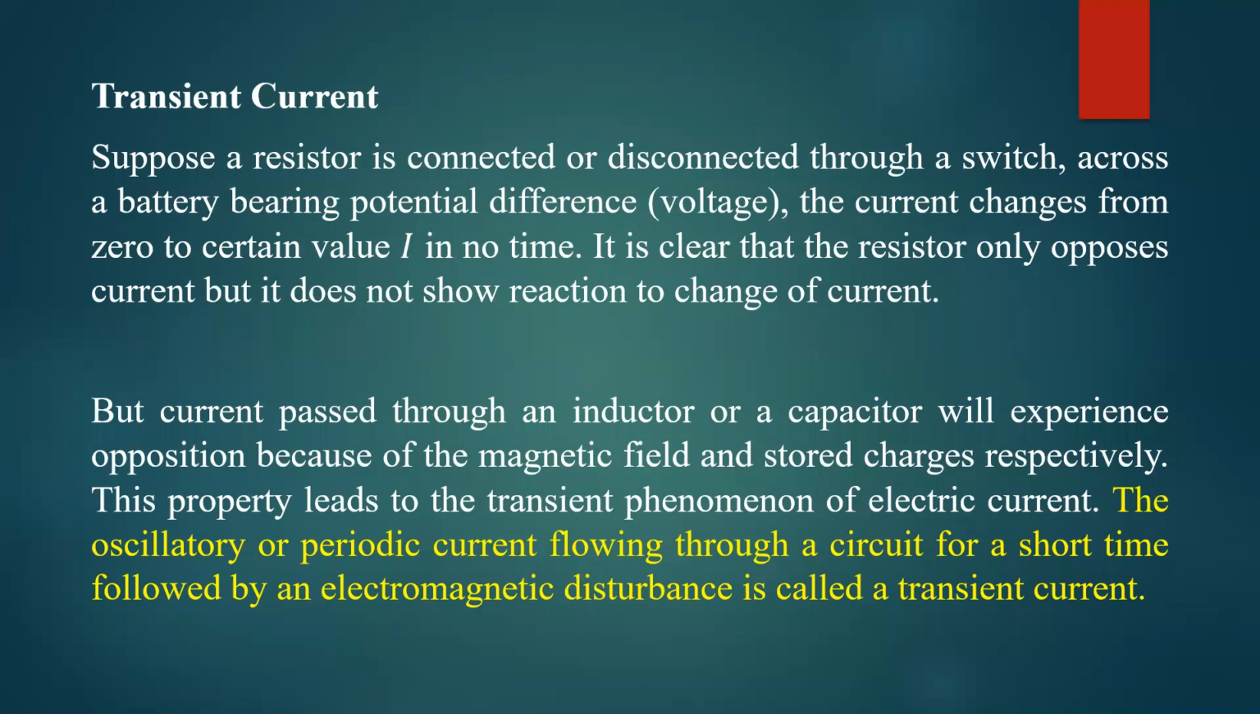So we should know transient current is caused by the electromagnetic disturbance. What does the electromagnetic disturbance come from? Because of the capacitor and inductor. Capacitors and inductors oppose the incoming current. They oppose the current. Because of that they cause electromagnetic disturbance. So whenever you study circuits containing an inductor and capacitor, you will observe this transient current. The variable current will be observed in the case of inductors and capacitors.